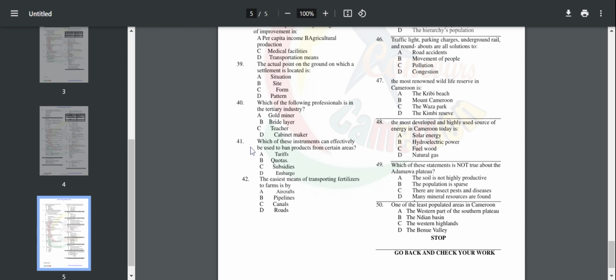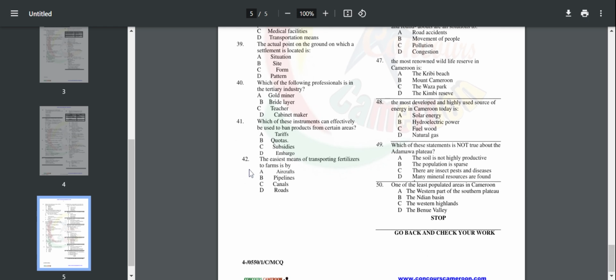Question 41. Which of these instruments can effectively be used to ban products from certain areas? The answer is D, embargo.